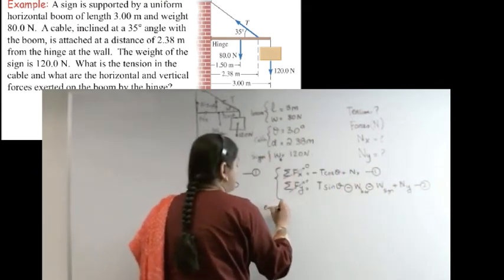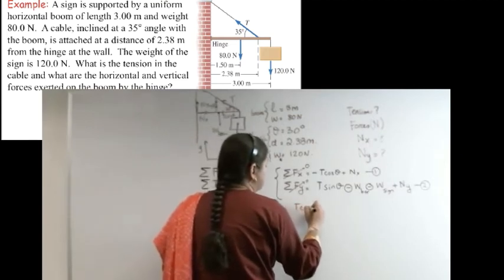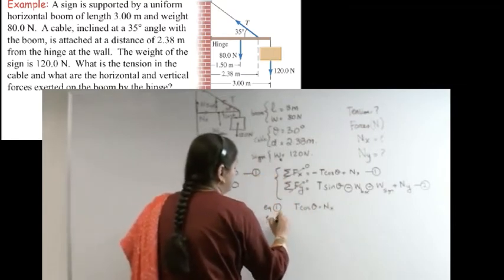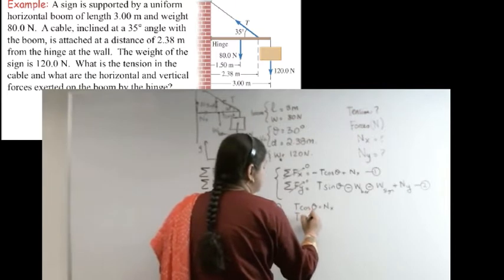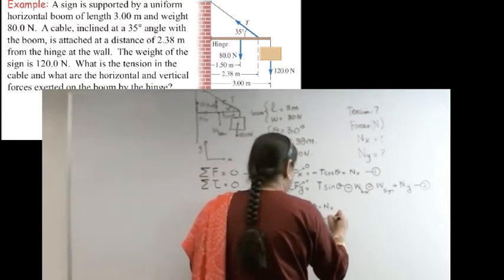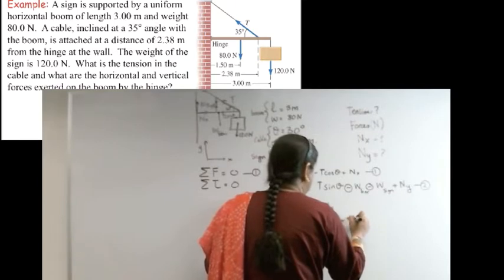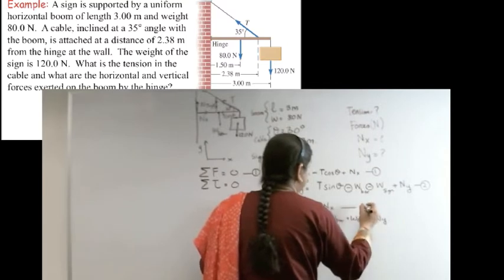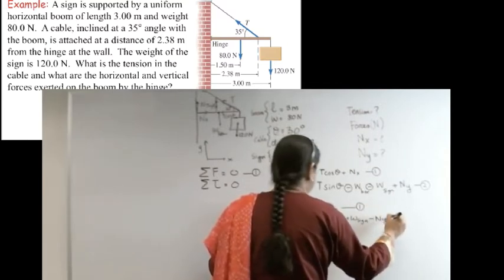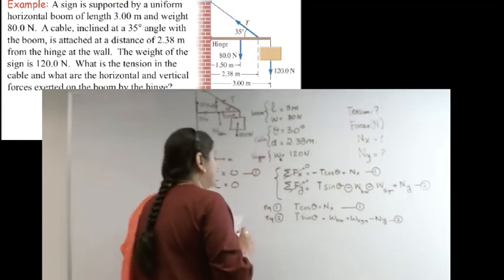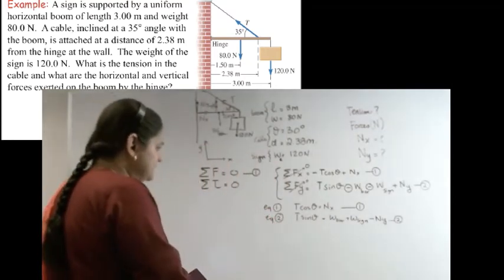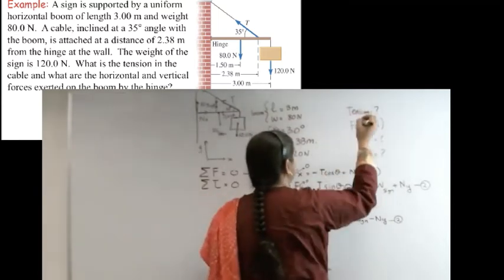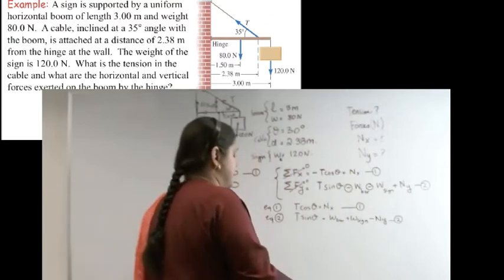From equation 1, I have T cosine theta equals Nx. And from equation 2, I get T sine theta equals the weight of the bar plus the weight of the sign minus Ny. So this is the result of 1, and this is now my number 2. Okay, so this is good. Well, I still don't know the tension. I need to find tension, I need to find Nx, and I need to find Ny.